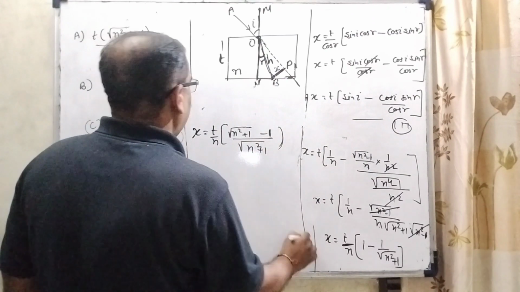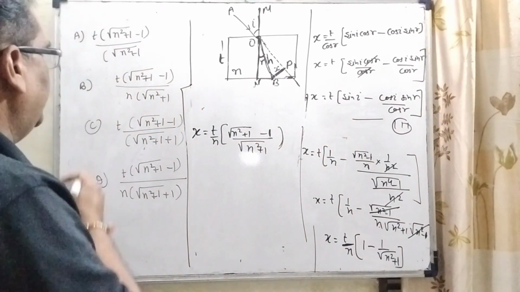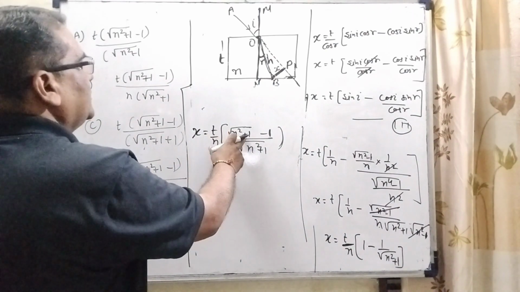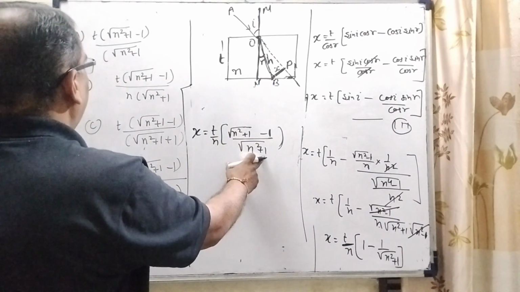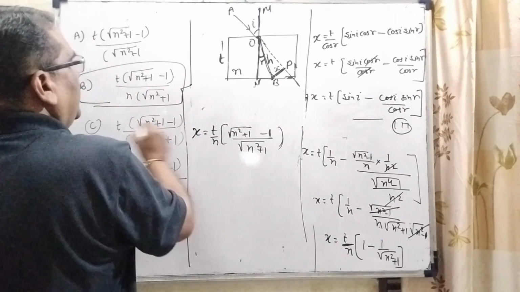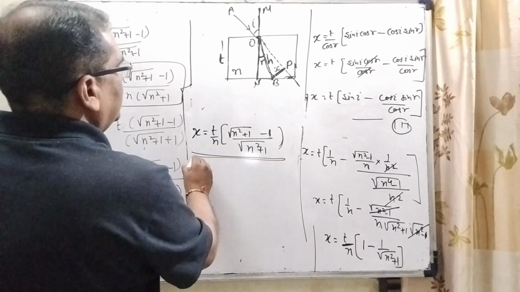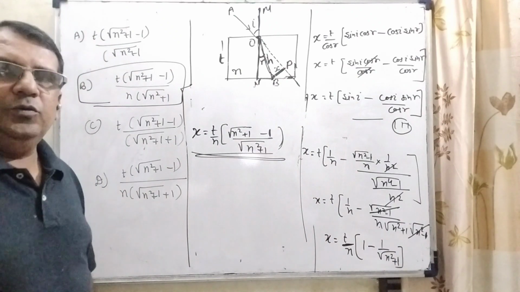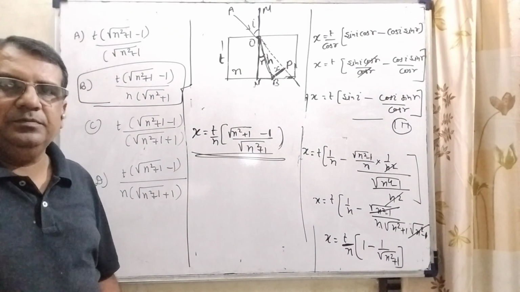Okay, let's see which option is matching here. T by n, root n square plus 1 minus 1, upon root n square plus 1. Here option B completely matches. So therefore it is the right answer. I hope you understood this question.